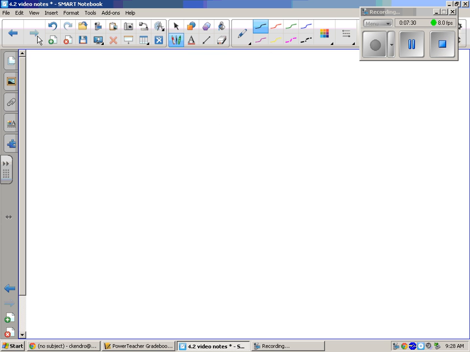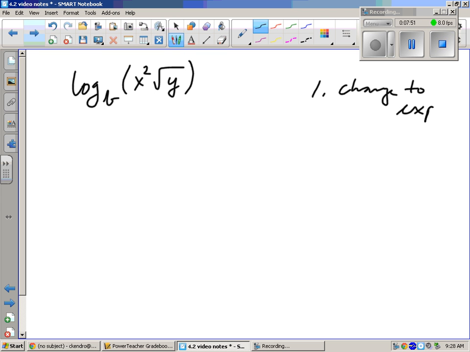All right, let's try a few problems here that are all mixed up with all these rules and see how we do. So log base b of x squared times the square root of y. First of all, some steps here: we want to change everything to exponential form, or sorry, to change into exponents. So in this case, I have log base b, x squared is an exponent, y with its exponent would be y to the 1/2.